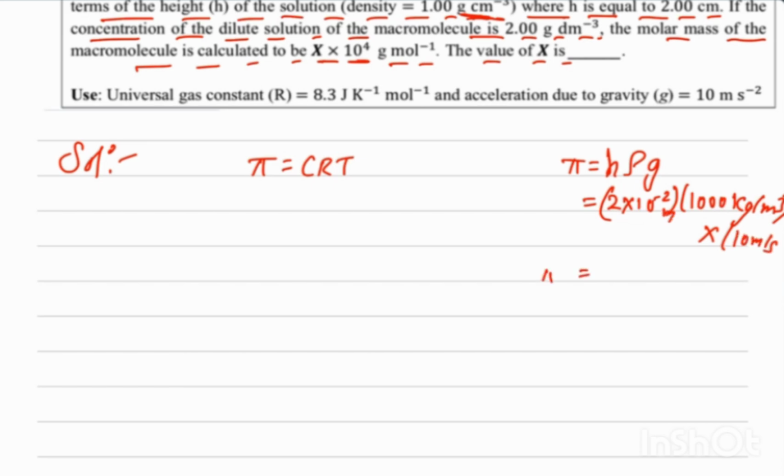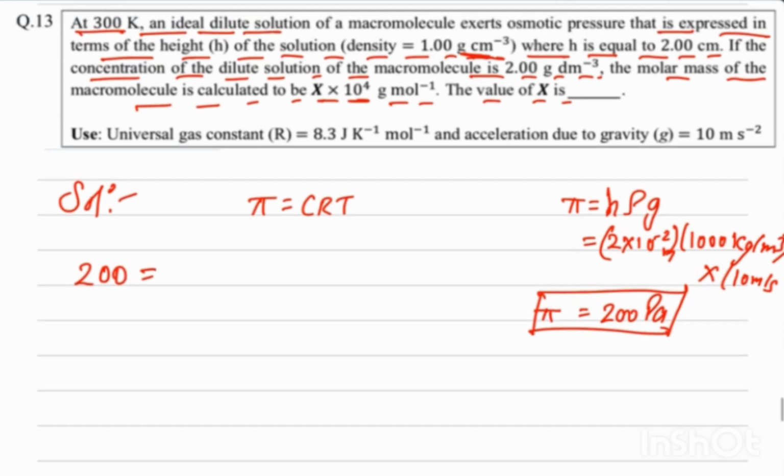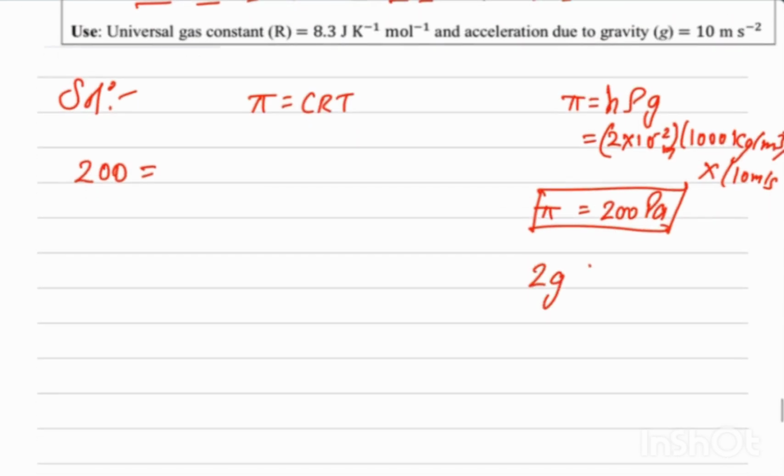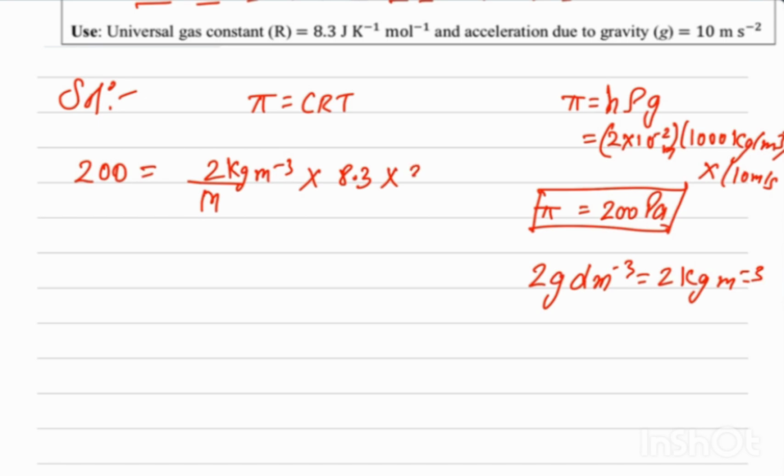So we will get the answer, pi in Pascal, which is 200 Pascal. Now when we put it here, 200 Pascal is equal to C into R into T. C is the concentration, and here the concentration is given as 2 gram per decimeter cube, which can also be written as 2 kg per meter cube. So now here it will be 2 kg per meter cube divided by molar mass, into R. The value of R is 8.3 joules per mole per Kelvin. The temperature is 300 Kelvin.